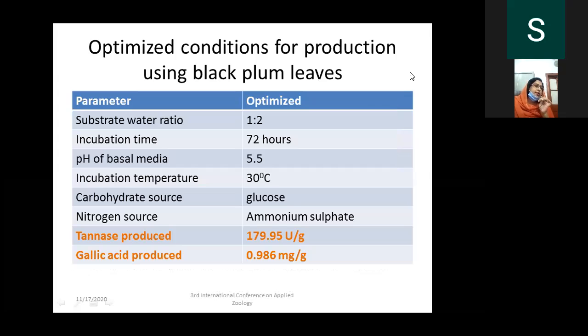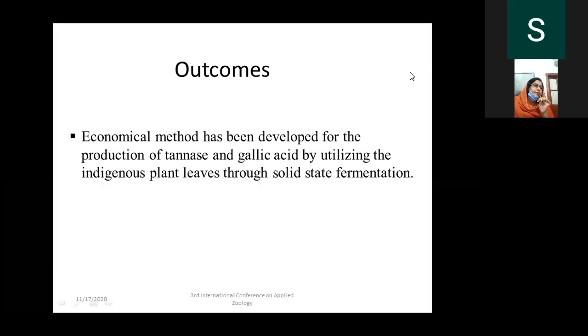This is the final table that shows the optimized conditions by using the black plum leaves. There's a substrate water ratio of 1:2, incubation time of 72 hours, pH of the basal media is 5.5, incubation temperature of 30 degrees centigrade, carbohydrate source glucose 0.2%, nitrogen source 0.2% ammonium sulfate. And by following this recipe, you can obtain tannase 179.95 units per gram of the black plum leaves and gallic acid 0.986 milligram per gram.